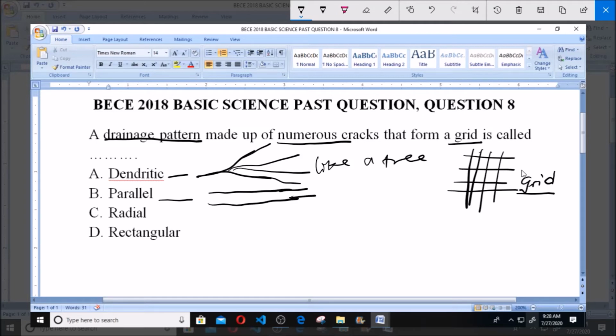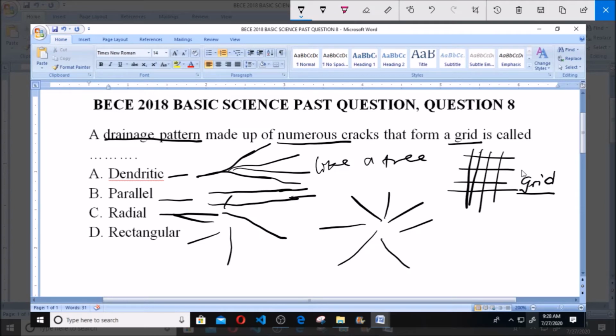Then radial here, from the word radial, simply means what? Like in circular form, something like this. In circular form, this is a drainage pattern in radial. This is the radial, this is the parallel.